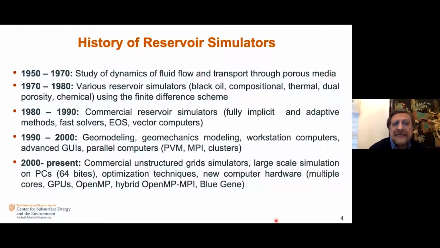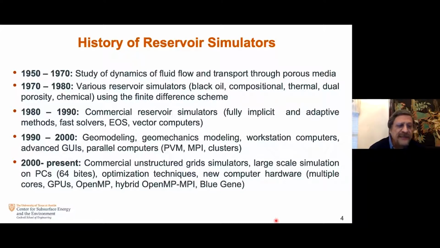Then in the 80s to 90s, if I'm not mistaken, commercial simulators started looking at fully implicit methods, adaptive implicit methods, fast solvers, equations of state, and vector computers started in that era. In the 90s to 2000, there was geomodeling and geomechanics modeling, using workstation computers, some of them RISC workstations developed in Austin, Texas by IBM. And then work was done on GUIs, and parallel computers using different technology came to the market.